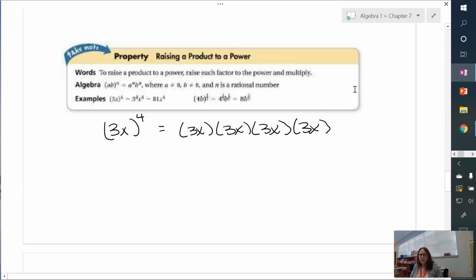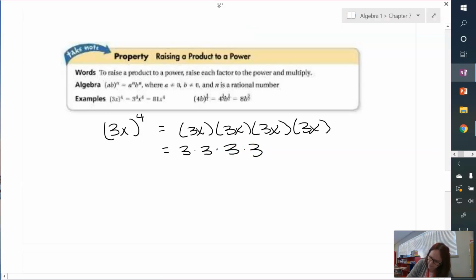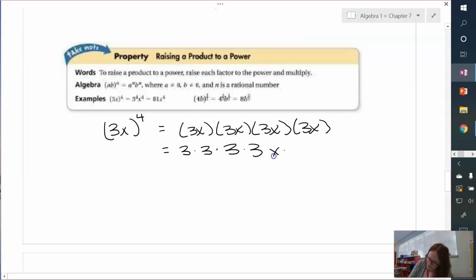So let's just collect all the numbers together. So I have a 3 times 3 times 3 times 3. Commutative property says I'm allowed to rearrange the order when I multiply. So I'm going to do 3 times 3 times 3 times 3. I've got all my 3's. And now let's do the x's. And I have x times x times x times x. So I've got all the x's.